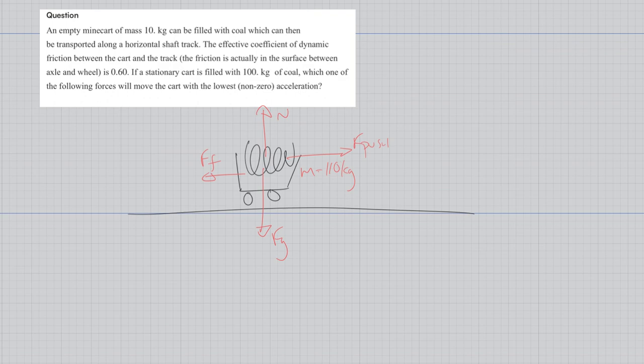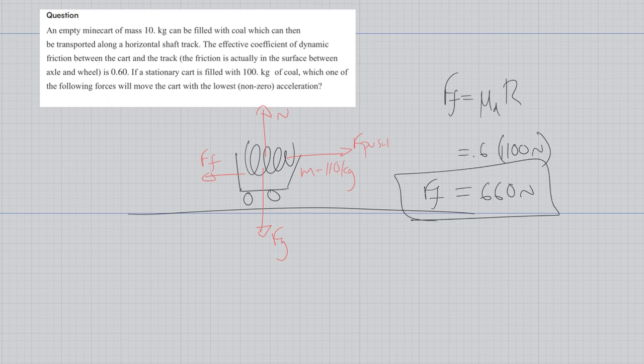So basically what we need to do is figure out what's our force of friction in this scenario. That's going to be the coefficient of dynamic friction times my reaction force, which is my normal force. That's going to be 0.6 times 1,100 newtons. And if I get that, that's going to be 660 newtons. So that's my frictional force maximum. And so any force that I'm going to be able to push it with a non-zero acceleration is going to have to be greater. So F push is going to have to be greater than 660 newtons.